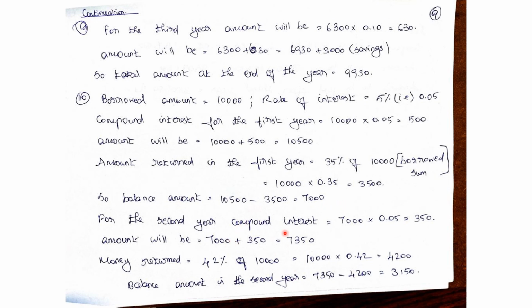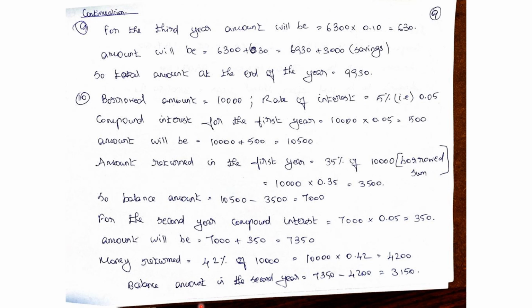For the second year, again we need to calculate the compound interest. That will get 350. This 7,000 is the remaining amount, and 7,000 only we have taken as the principal for the second year. So 7,000 plus 350, we are adding compound interest here. So the amount becomes 7,350.